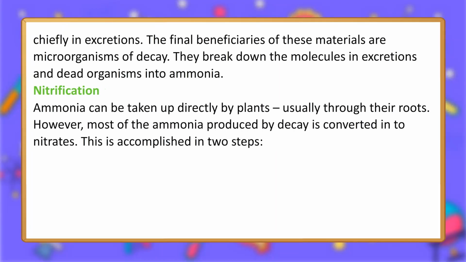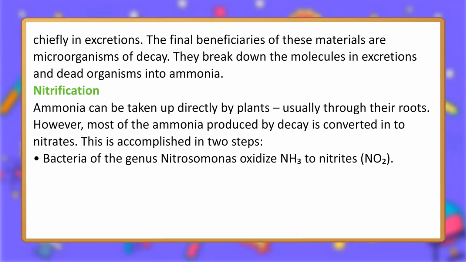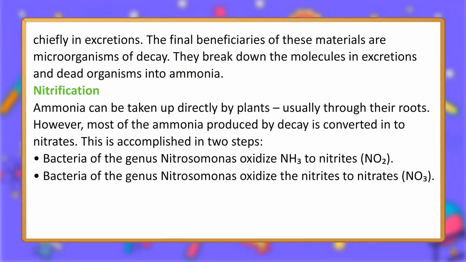Nitrification. Ammonia can be taken up directly by plants, usually through their roots. However, most of the ammonia produced by decay is converted into nitrates. This is accomplished in two steps. Bacteria of the genus Nitrosomonas oxidize NH3 to nitrites, NO2. Bacteria of the genus Nitrobacter oxidize the nitrites to nitrates, NO3.